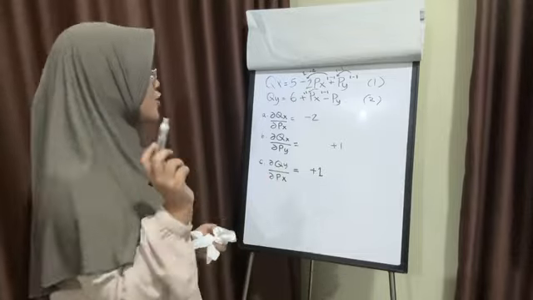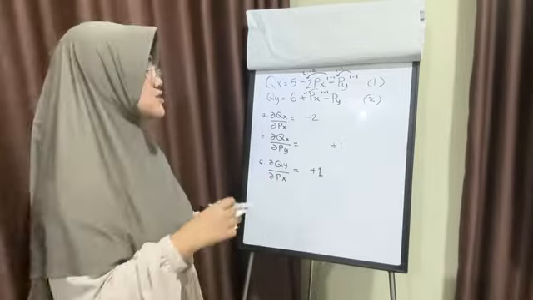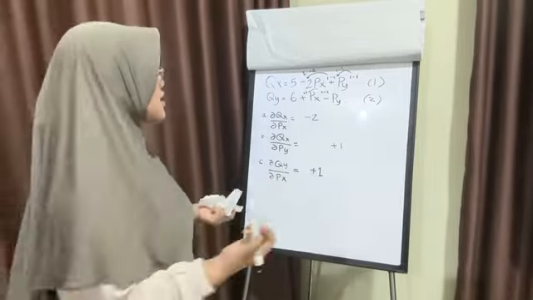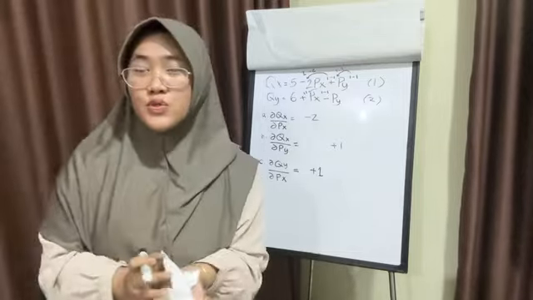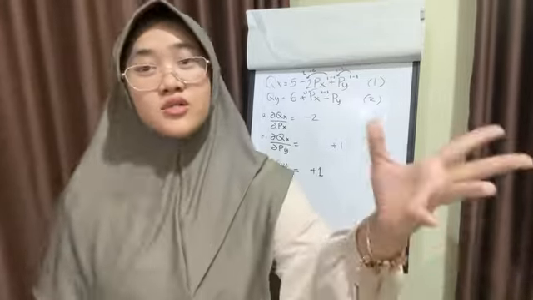For the price of product Y and the price of product X, if it's going up by 1, it's going to affect the demand of product Y, because the demand is going to increase by 1.